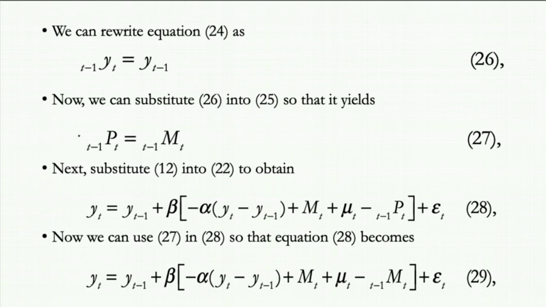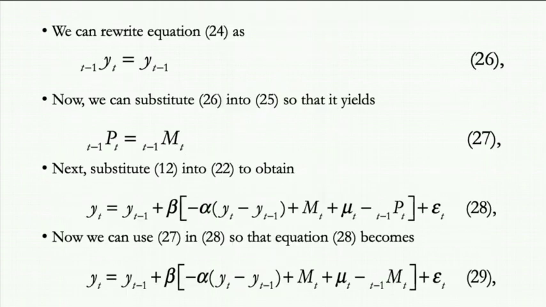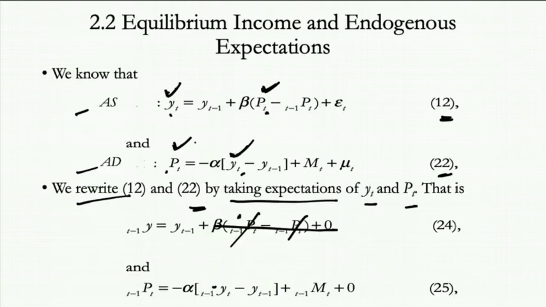Now next we have 12 here, which is the AS curve. We just substitute 12 into 22, which is the AD curve. Why? Because we have YT here, so we substitute it here.